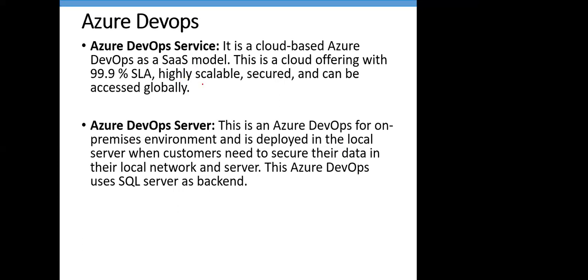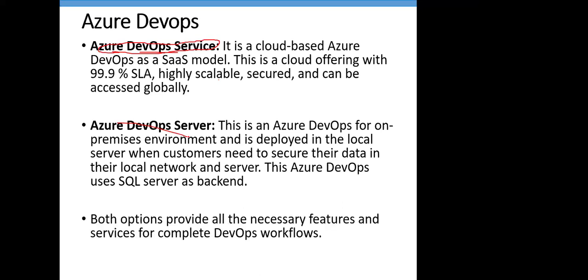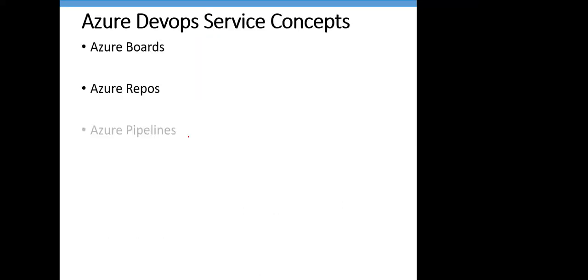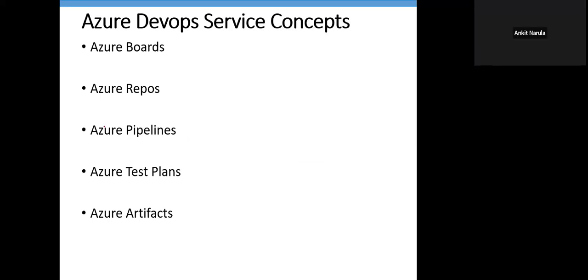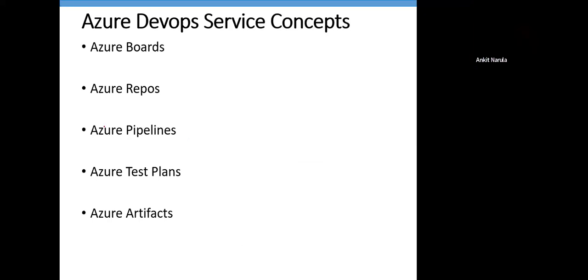So which one are we learning? I have told earlier that we are going to learn about Azure DevOps Services. We are going to completely learn about the cloud platform one. We are not going to learn about on-premises. And here we have some services under Azure DevOps Services: Azure Boards, Repos, Pipelines, Test Plans, Artifacts.